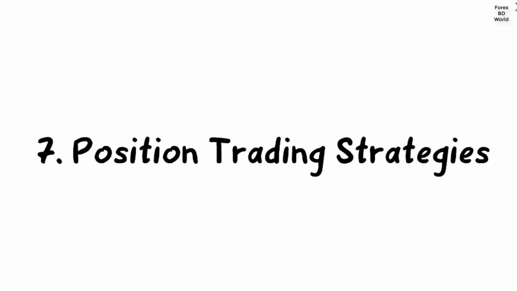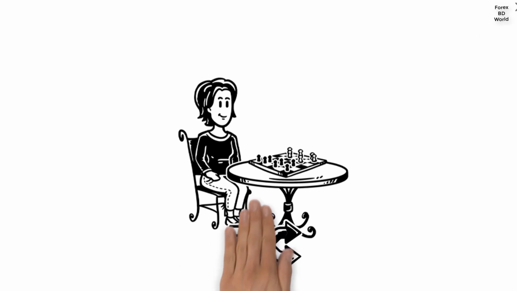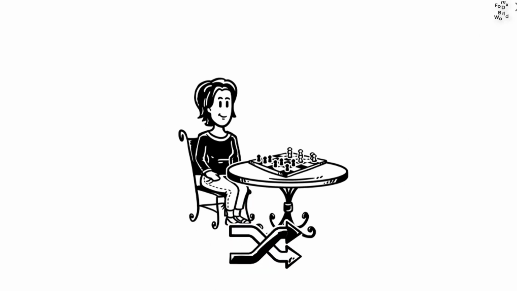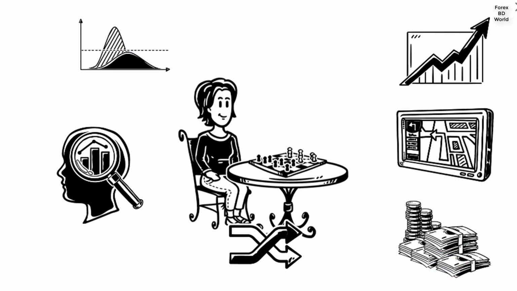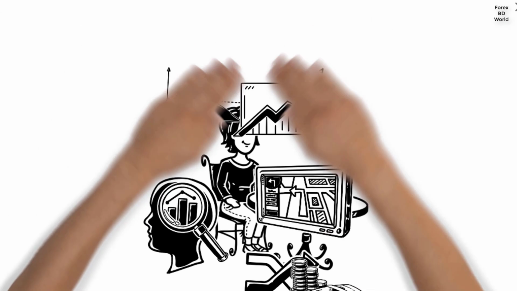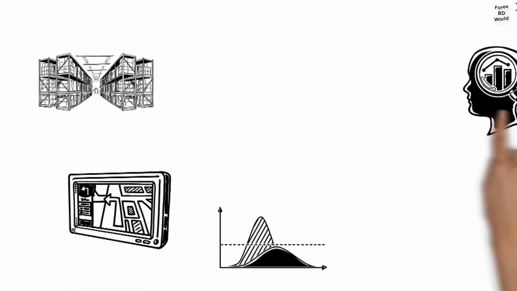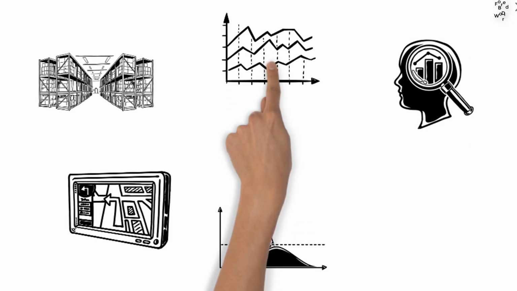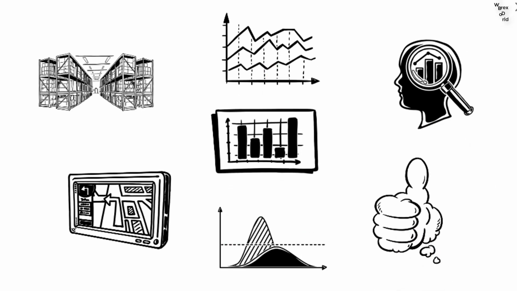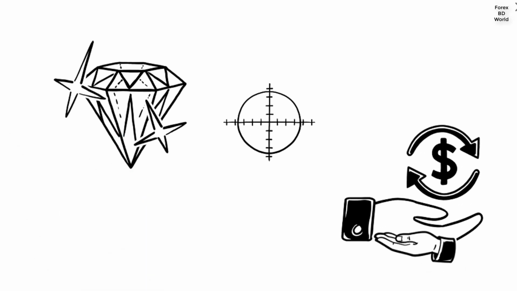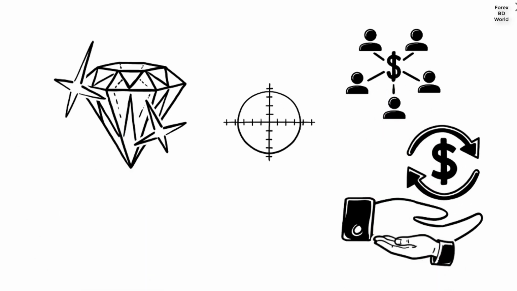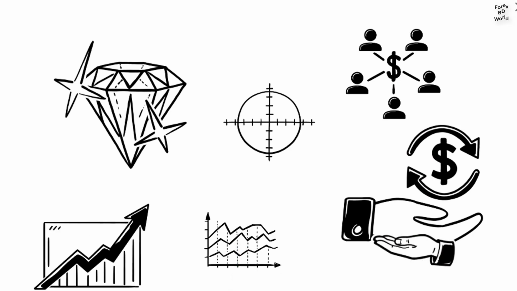7. Position trading strategies. There are several position trading strategies, including trend following, contrarian investing, value investing, and growth investing. Trend following involves buying stocks that are trending upward, while contrarian investing involves buying stocks that are out of favor with the market. Value investing focuses on buying undervalued stocks, while growth investing focuses on buying stocks with high earnings growth potential.